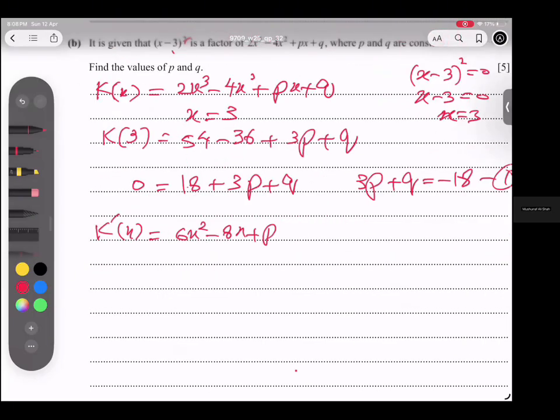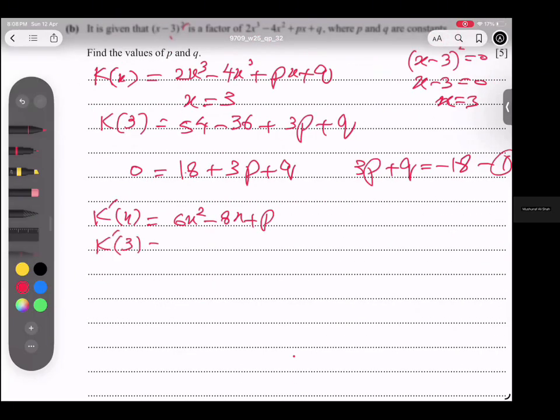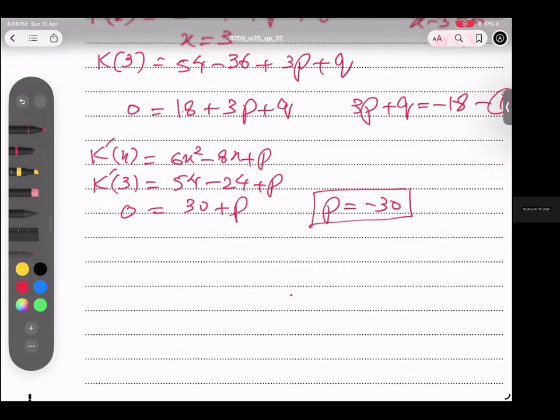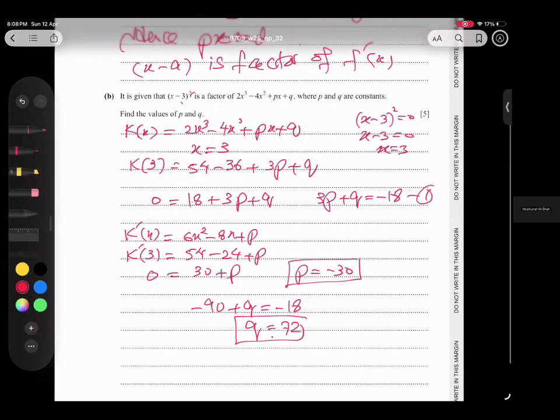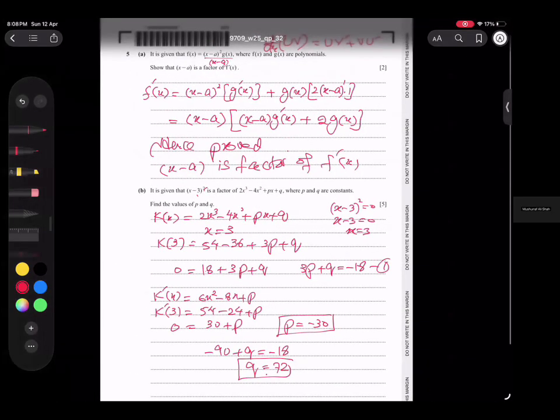So I can replace every x by 3 once again. 3 square is 9, 9 sixes are 54. 3 eights are 24, plus p, and here I'm putting 0. And here I got 30, and p becomes negative 30, and this value I'm putting here. So I'm getting negative 90 plus q equal to negative 18. Negative 18 plus 90 gives us 72. So I hope the point is very clear, and he was asking us to get p and q, and I hope the concept of the question is clear.